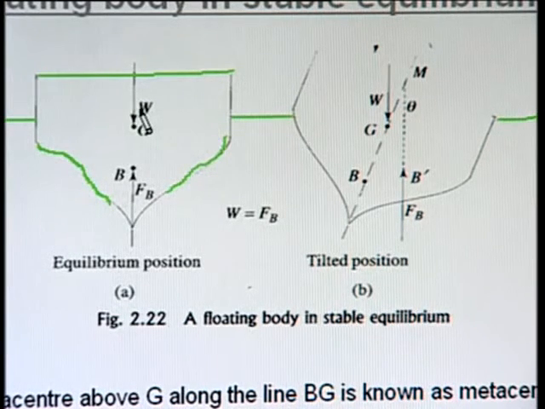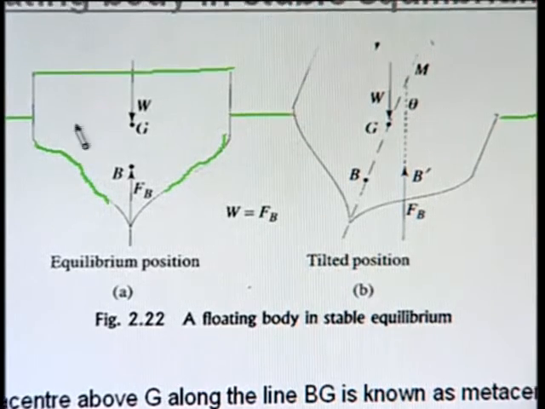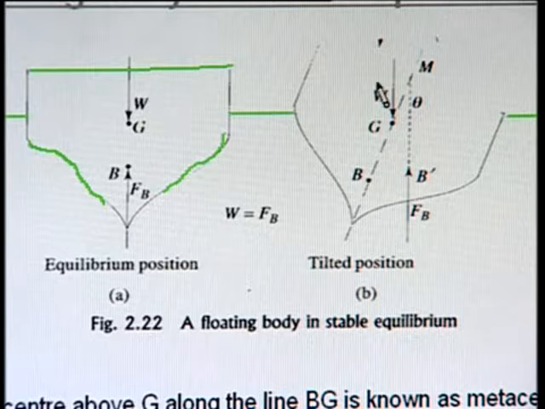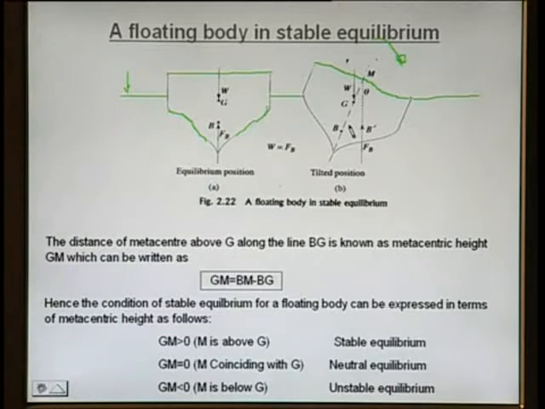Now, because of some external force produced due to the wind force or the wave force or some other reason, if it gets tilted, right, because of some external couple applied in a clockwise direction, this body gets tilted. In this case, what happens? The symmetry of the displacement of the fluid is different in comparison to the first figure.